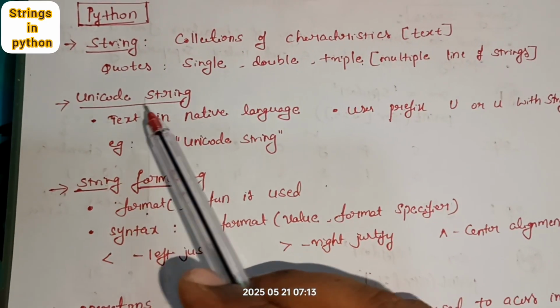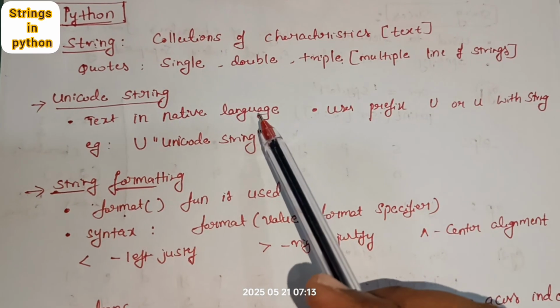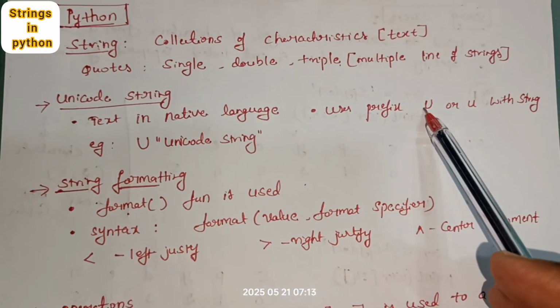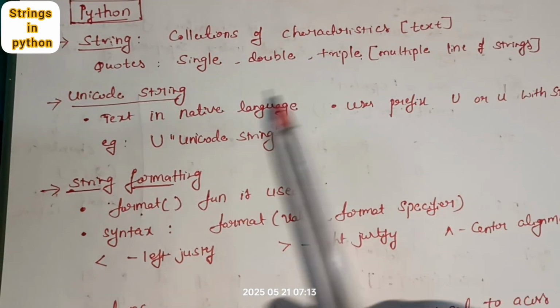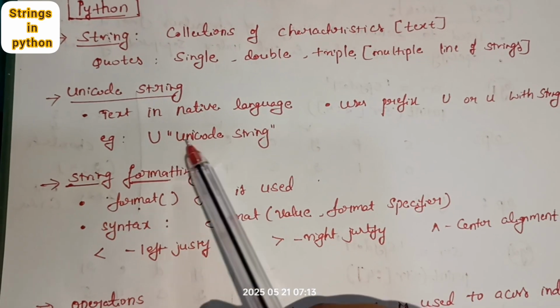What is the meaning of Unicode string? Text in your own native language that you can write is called a Unicode string. We should use the prefix u, small u or capital U, with the string, like this example. So we can use our own language.